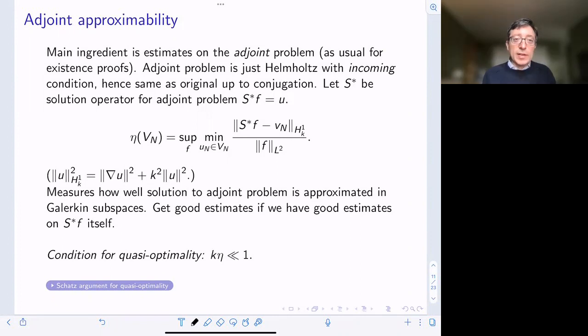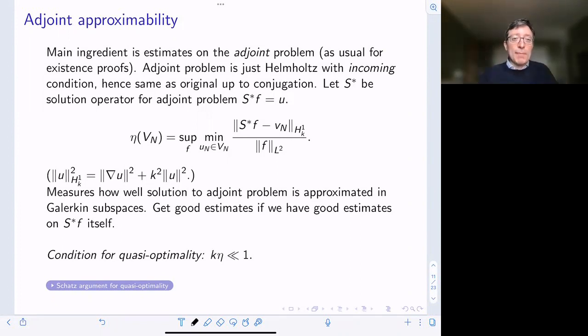So the main ingredient in this is an estimate on the adjoint problem. So the Helmholtz equation, it's self-adjoint, right? The Helmholtz operator is self-adjoint. So you think the adjoint problem is the original problem. But of course, I imposed this radiation condition, which has a factor of i in it. And so if you formally adjointify, you get a different problem, actually, which is the Helmholtz equation with the incoming Sommerfeld radiation condition.